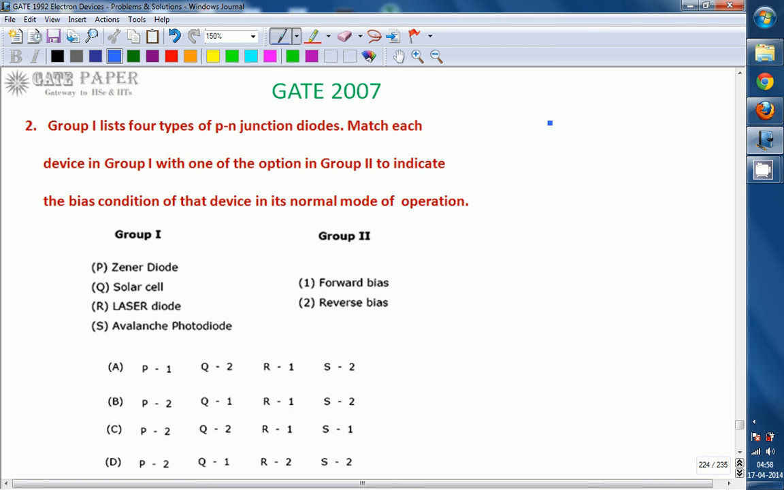Hello, we are discussing GATE 2007. This question is related to electronics. Group 1 lists four types of PN junction diodes.